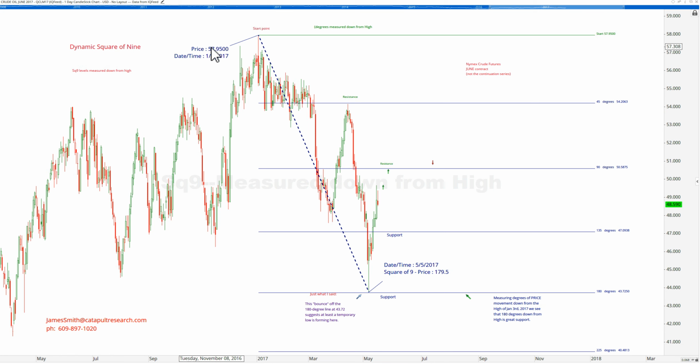So in this case, if you look at the high here of January 3rd at 57.95, let's call it 58, and you go down to 44 or 43 and change. The exact level is 43.72, but that's 180 degrees down in price. Or right there you can see 180, 135, 90. Now why is that important?